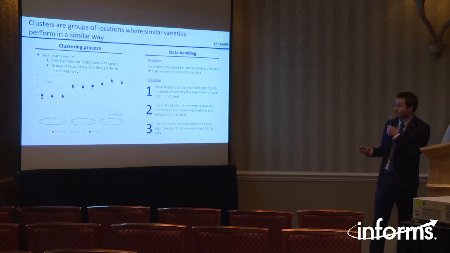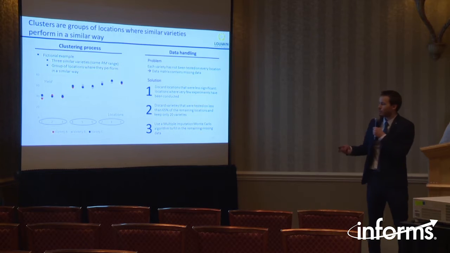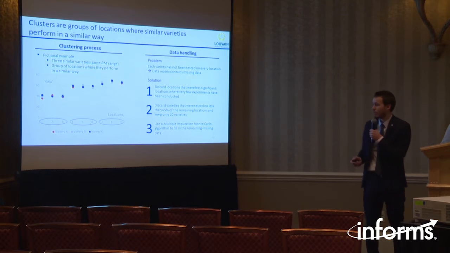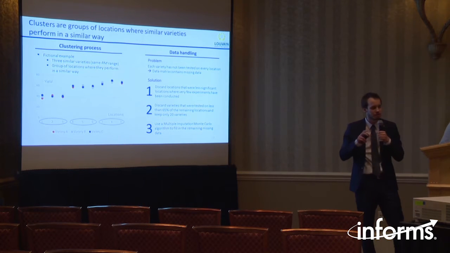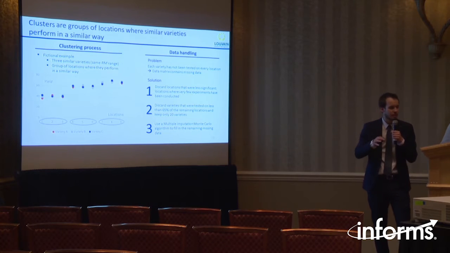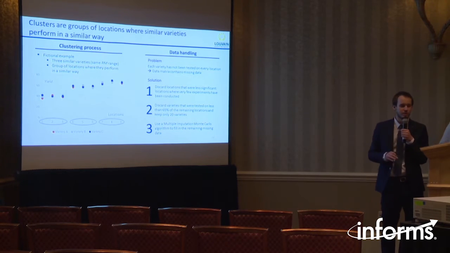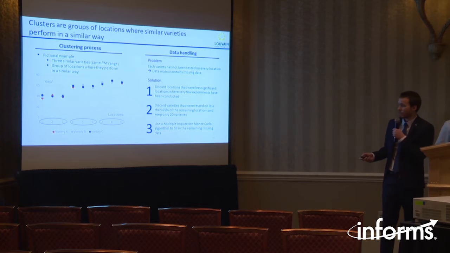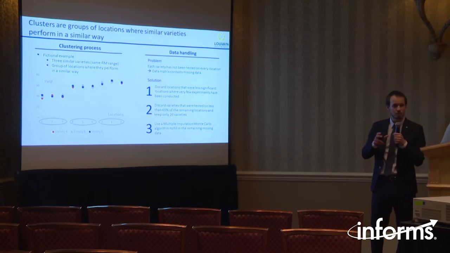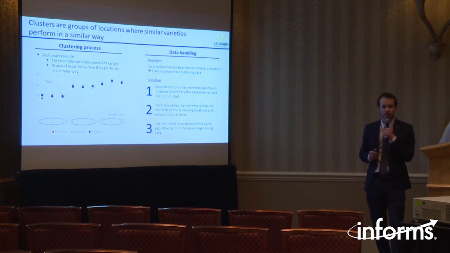Let's have a look at this last example to understand this. So we have varieties A, B, and C. They've been tested on 9 different locations. Those 3 varieties are similar in the sense that they have about the same RM. They are located in the same relative maturity range. And as you can see, on locations 1, 2, and 3, they all perform around 40. On locations 4 to 6, around 60, and on locations 7 to 9, around 70. So we decided to group those locations together in 3 different clusters.